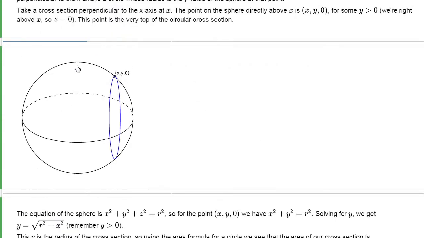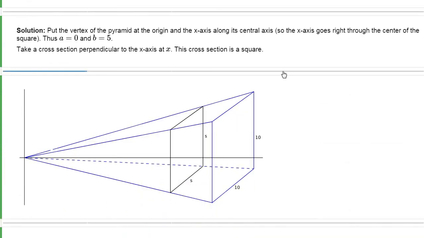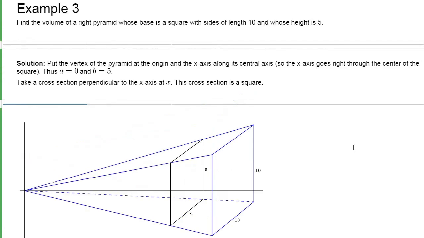Now, why I decided to draw this sphere in black and the cross section in blue, and here I drew the pyramid in blue and the cross section in black, I have no idea why I changed the way I did the colors, but oh well, that's okay.